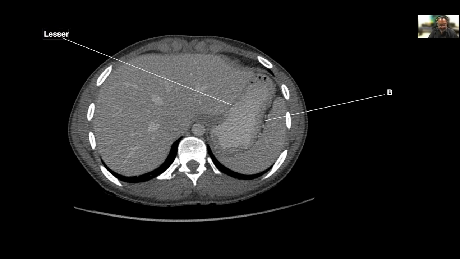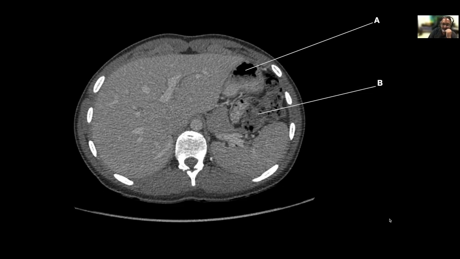Correct. Lesser curvature. And B is the greater curvature. Yes. That is correct. All right, let's keep going. Now, again, same thing. And yes, you're going to have to answer these. Correct.